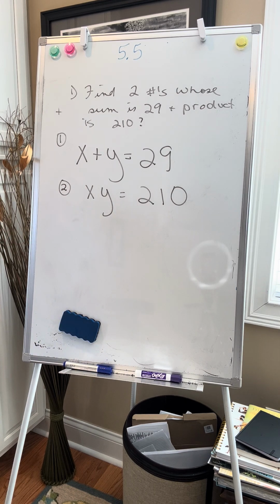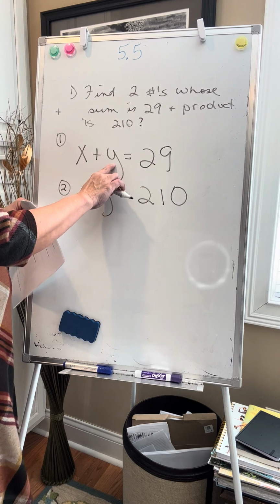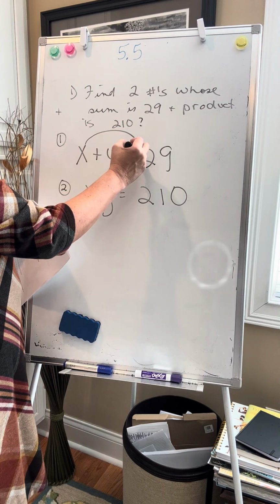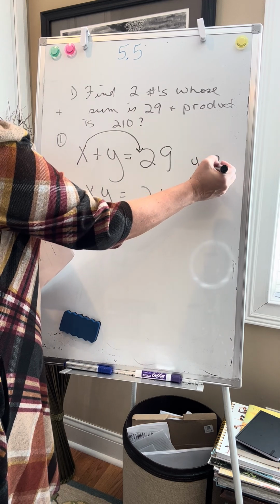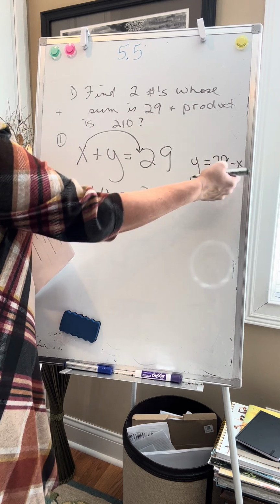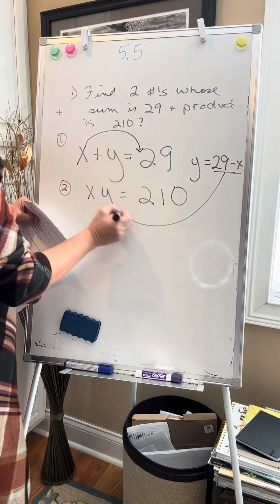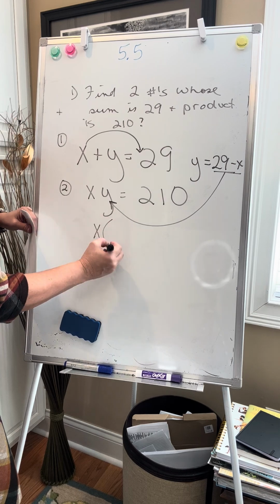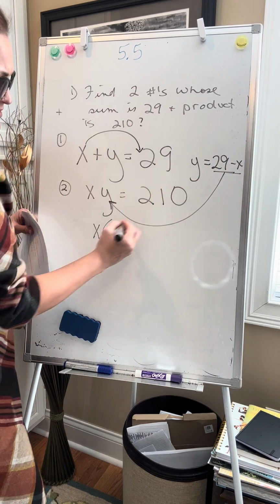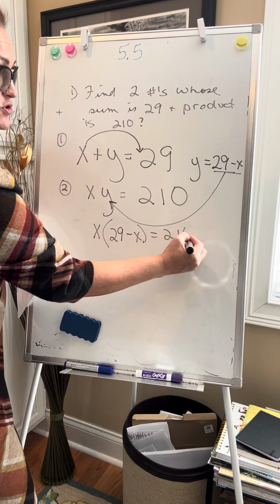This one is more conducive to the substitution method. I could solve for either this x or this y. I'm going to solve for y. I'm going to throw the x across the line, and that will be y equals 29 minus x, or minus x plus 29, whatever you prefer there. Then I'm going to substitute that in for that y in the other equation. So it'll be x times, instead of y, I'm substituting in 29 minus x equals 210.